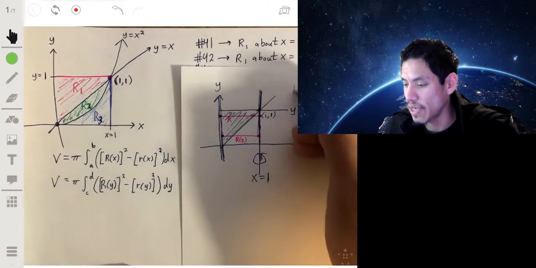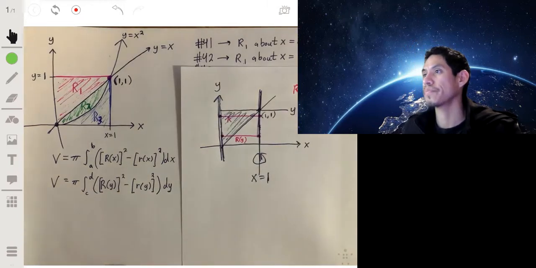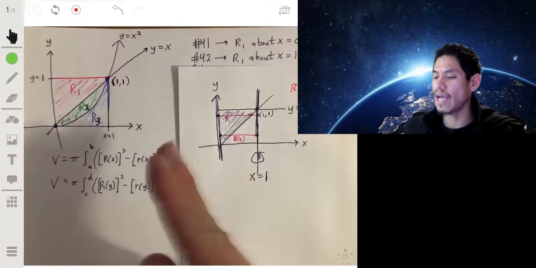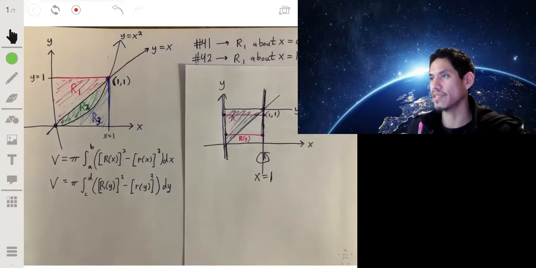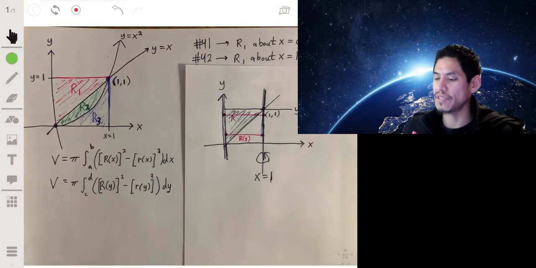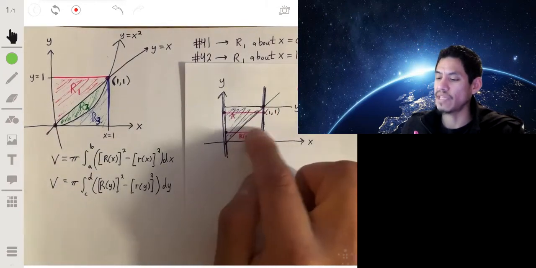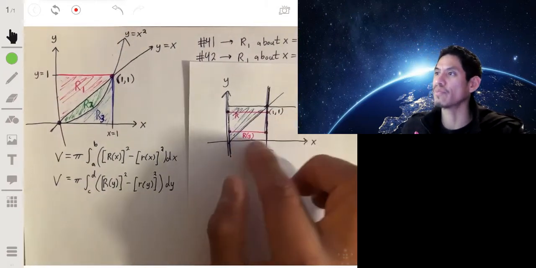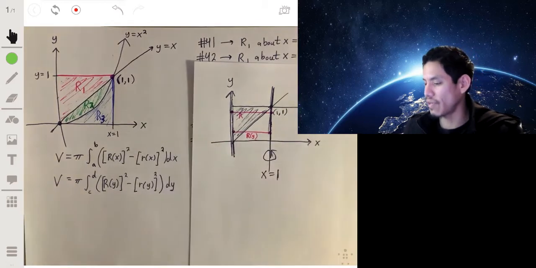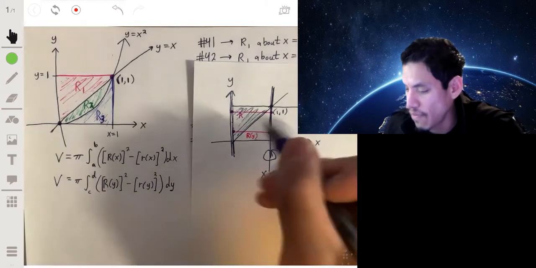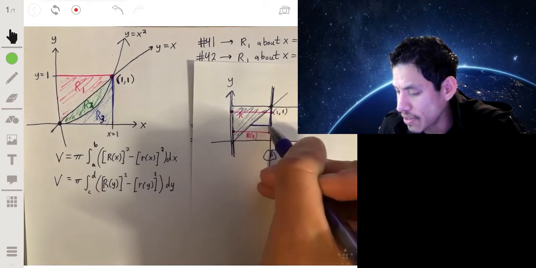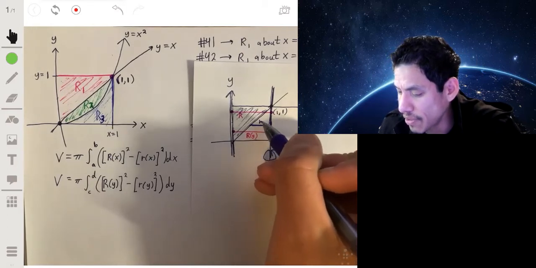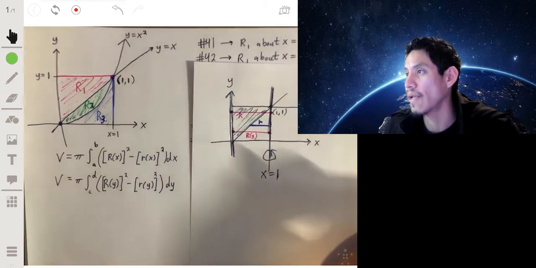So large R of y is simply 1. Now, if we were just to rotate that about this line, x equals 1, you would get a cylinder, but you would get a solid cylinder. Now we need a cylinder with a triangular hole, like a cone removed out of it. So we need to figure out the equation of this length. That would be your little r of y, the small r of y.